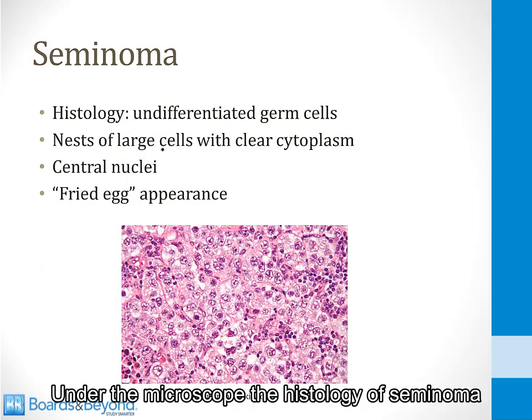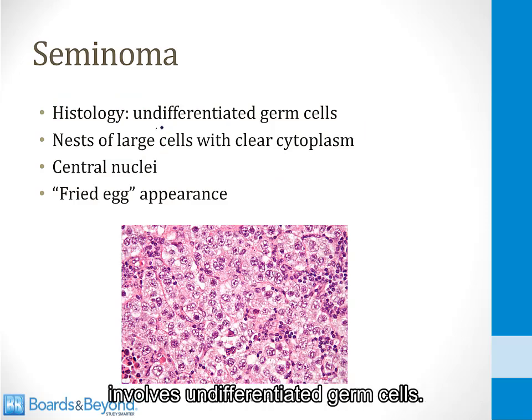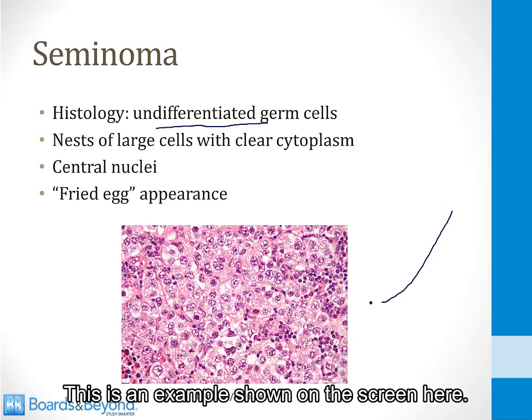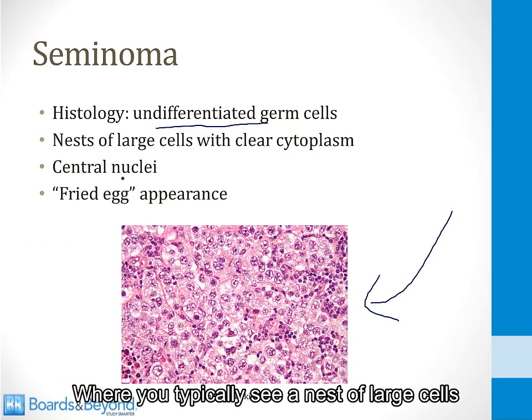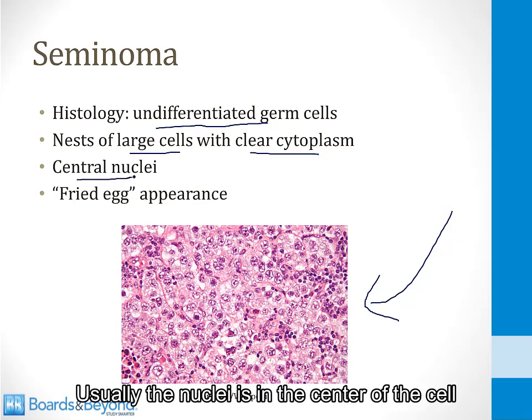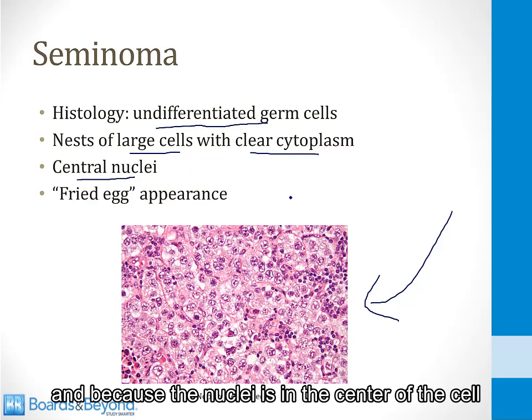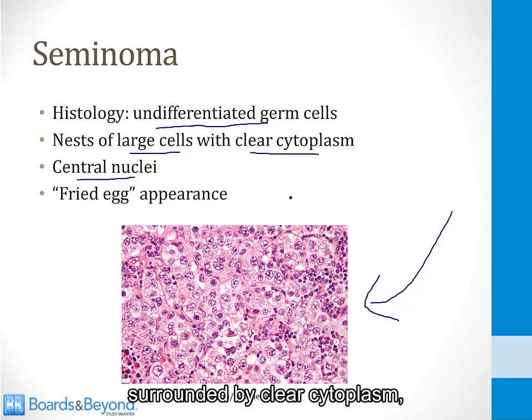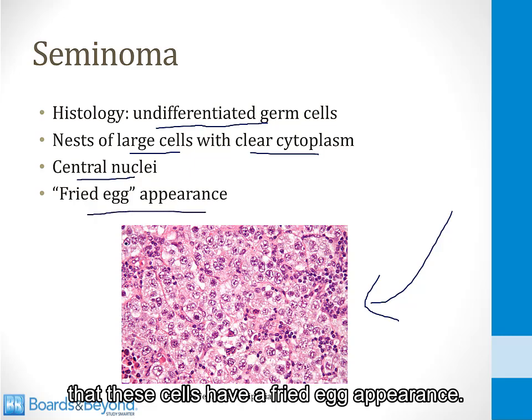Under the microscope, the histology of seminoma involves undifferentiated germ cells. This is an example shown on the screen here. What you typically see are nests of large cells with clear cytoplasm. Usually the nuclei is in the center of the cell, and because the nuclei is in the center of the cell surrounded by clear cytoplasm, the classic description is to say that these cells have a fried egg appearance.